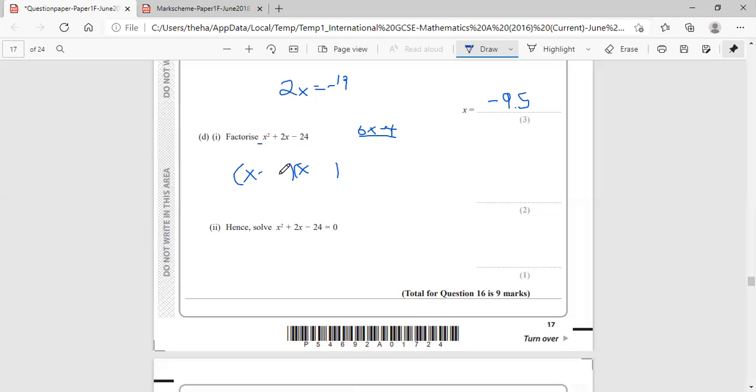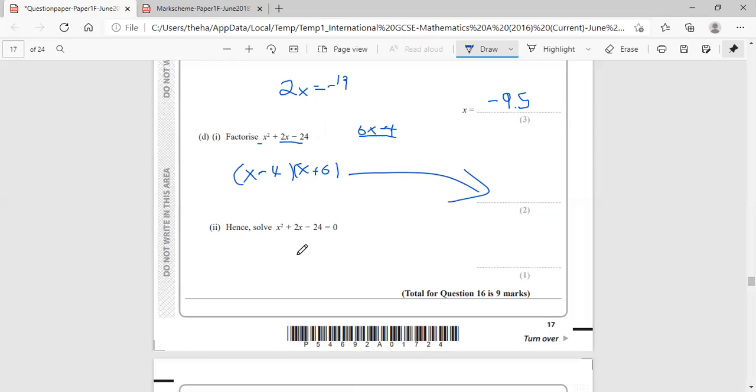So we've got x minus 4 and then x plus 6. And then that's our answer. 2 marks there. So it would be important to show your working on how you figured out what goes inside the brackets by seeing that 6 times -4 equals -24, and then they add together to equal 2.